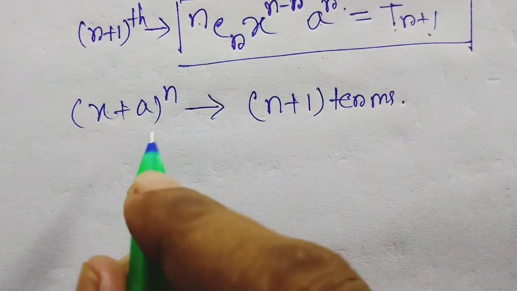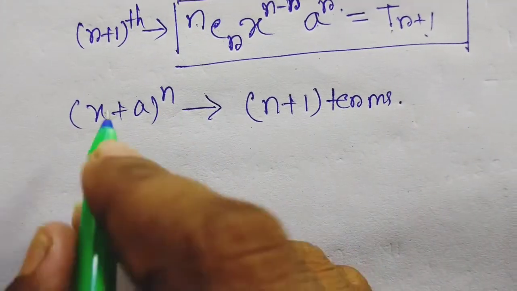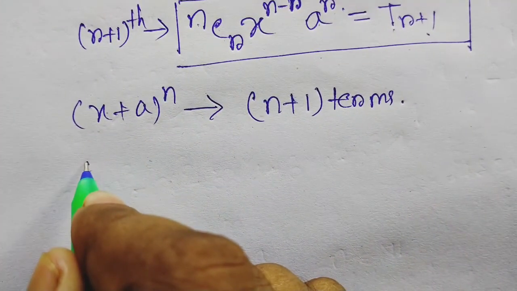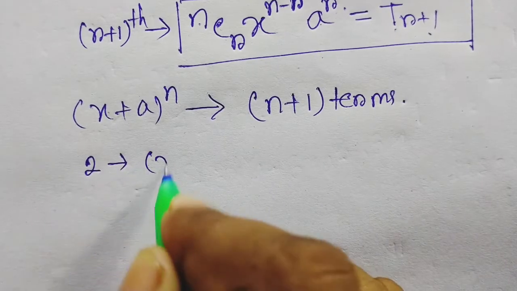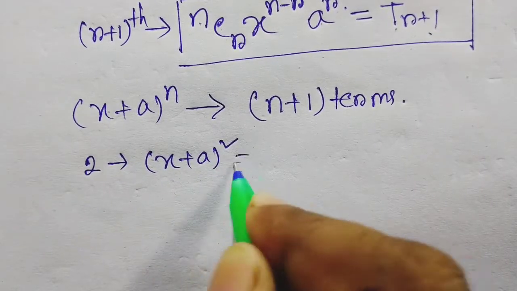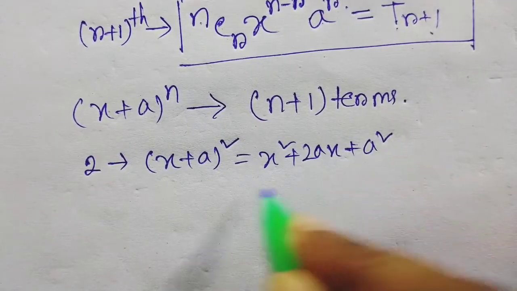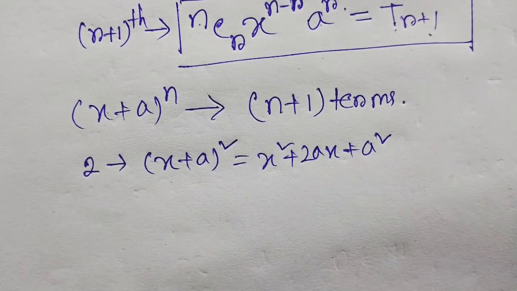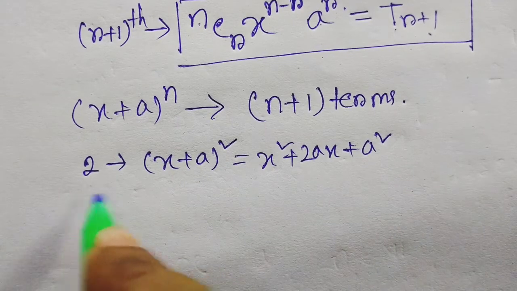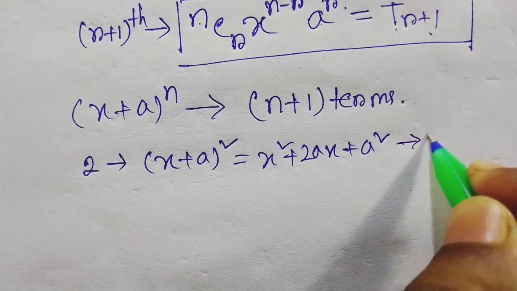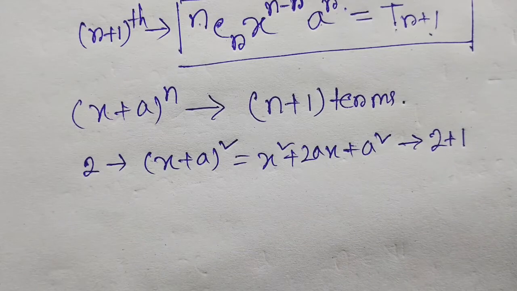Therefore, if n is even, think that n is equal to 2, then the formula (x plus a) whole square is x square plus 2ax plus a square. Just tell me how many terms here? 3 terms. So for n even, there are n plus 1 terms.